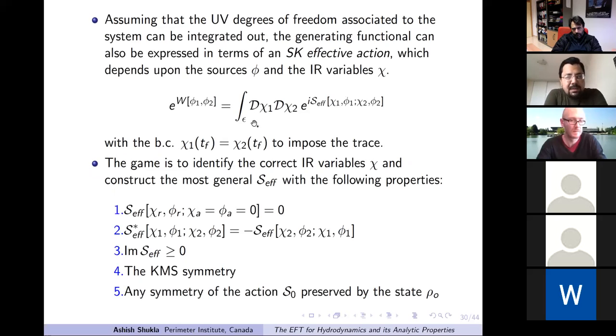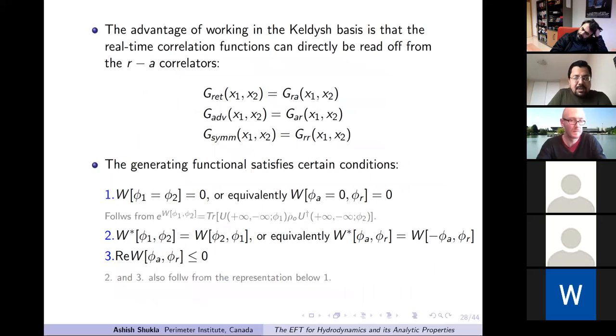Okay, and the boundary conditions that I impose are that at time tf, which is the extreme right end of the closed time path contour, chi1 of tf should be equal to chi2 of tf, and this is used to impose the trace that was present in the generating functional. Okay, so this is how my generating functional can be expressed in terms of an effective action, which is the Schwinger-Keldysh effective action.